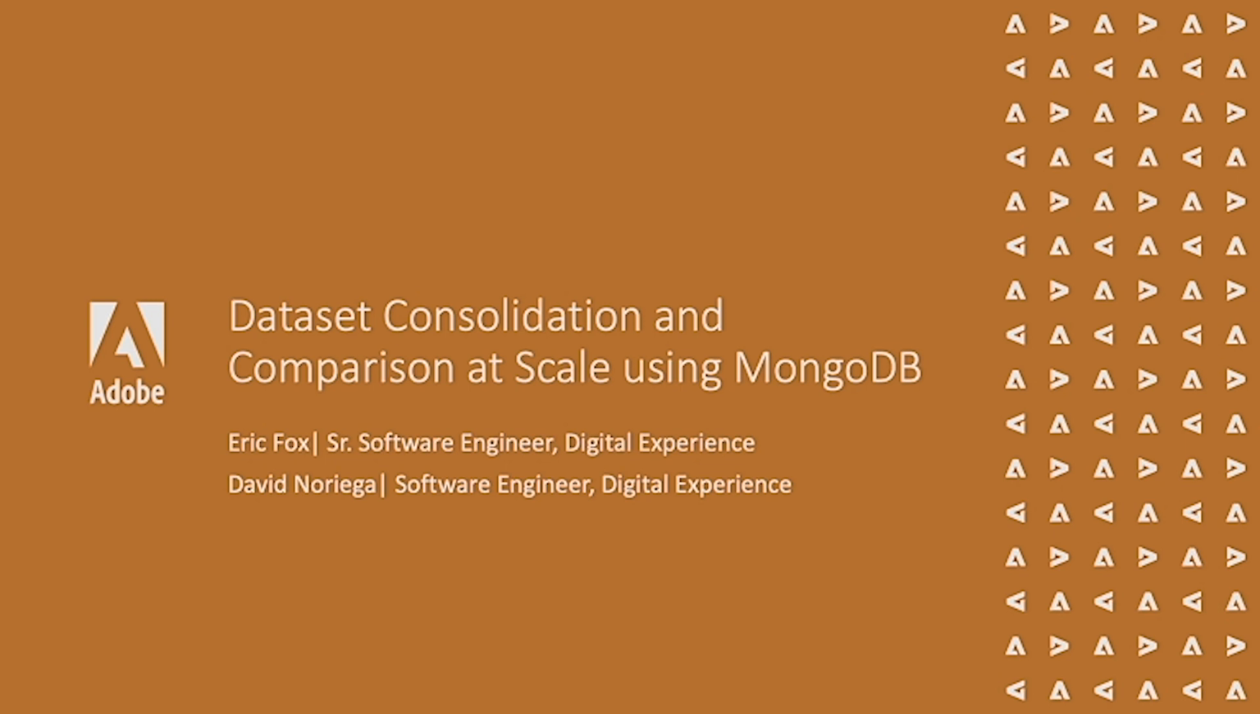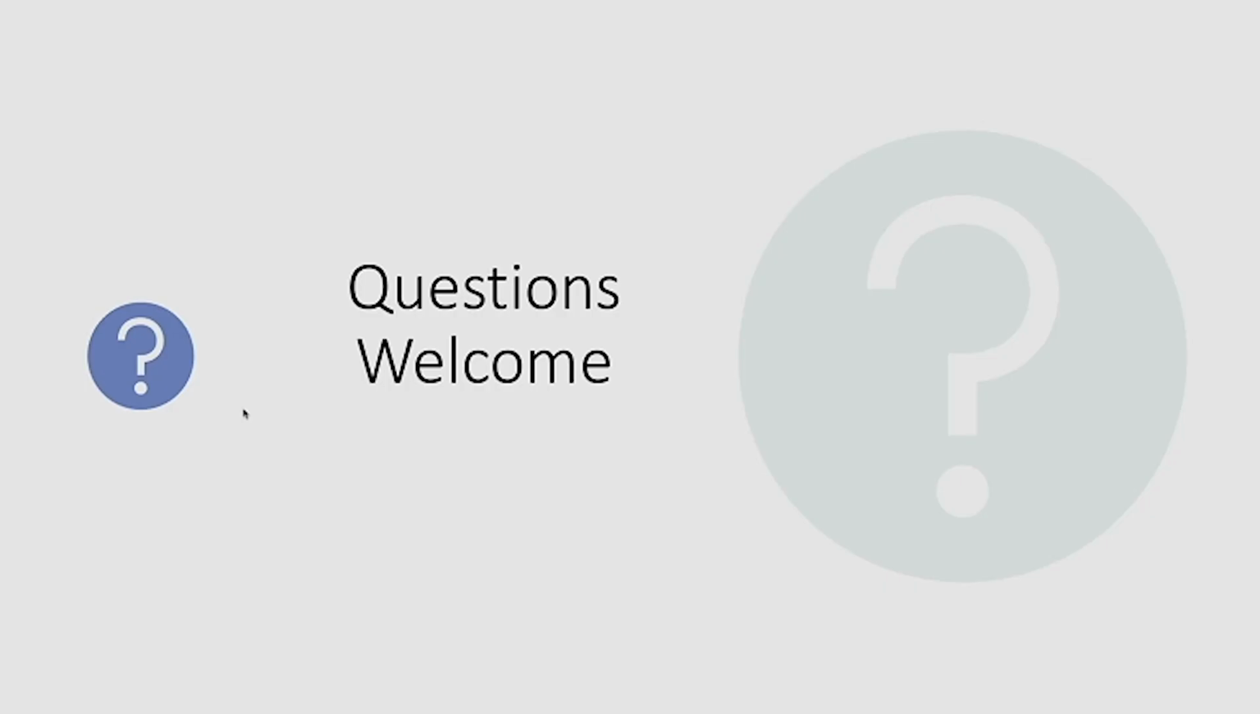So yeah, it's a one-on-one tutorial, but we're going to be talking about dataset consolidation and comparison at scale using MongoDB, a pretty specific use case that we have at Adobe. Talking mostly from the app layer, but happy to dig into some of the DB innards if we want to, and how we're using MongoDB to optimize for this. Questions welcome throughout. Again, kind of one-on-one here, so feel free to raise your hand or interrupt.